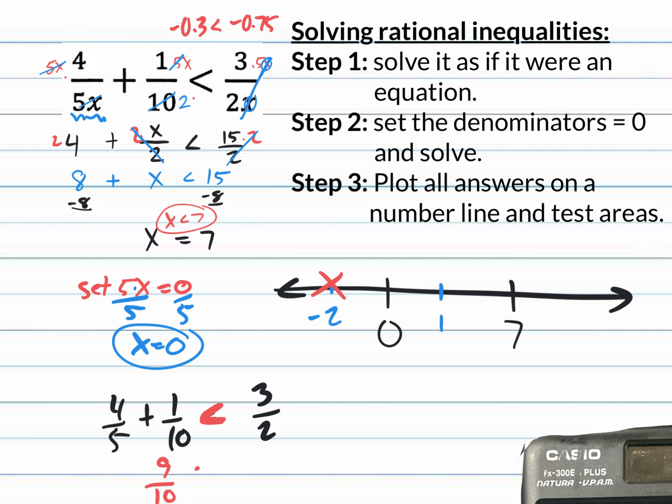So is 9/10 less than 3/2? And of course, you could change that 2 to a 10 by multiplying by 5. That would change to 15 because you multiply it by 5. So is 9 less than 15? Yes, it is. And of course, you could do all this on the calculator. So this would be a yes. And test another value, like let's say 8. Try 8 over here on the right side of 7. And it's not going to work.